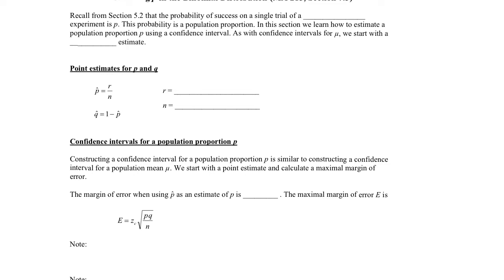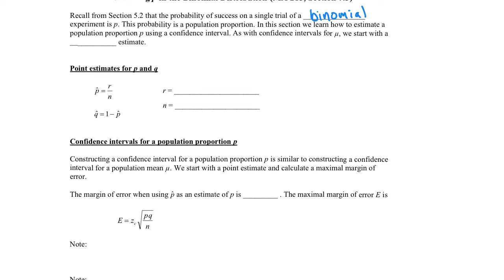Today we look at our final section discussing confidence intervals, and this is section 7.3. So if you recall from section 5.2, the probability of success on a single trial of a binomial experiment is p. This probability is a population proportion. In this section, we learn how to estimate a population proportion p using a confidence interval.